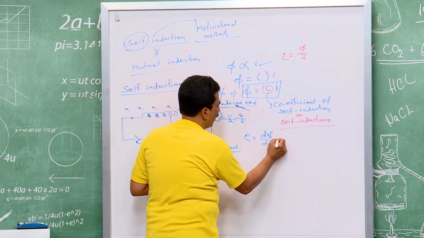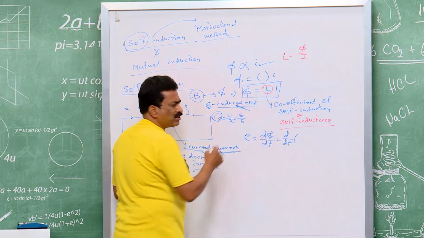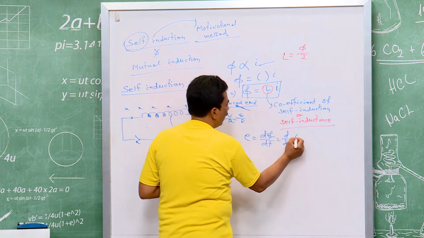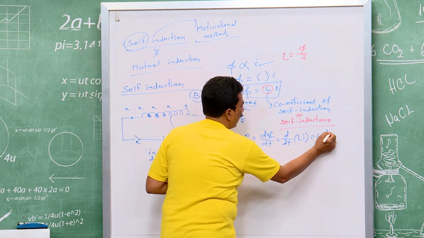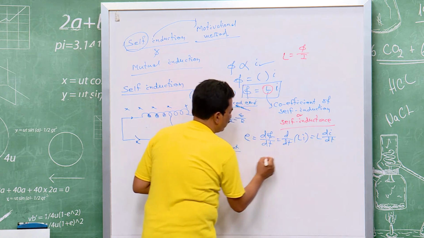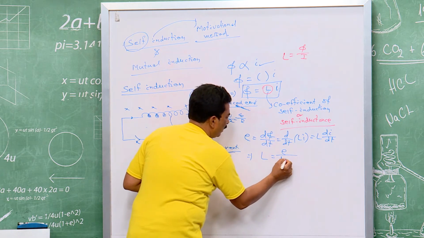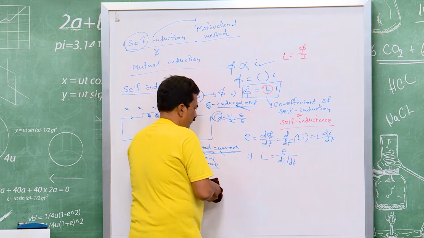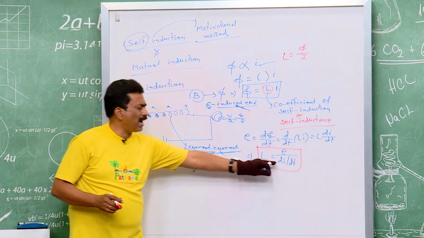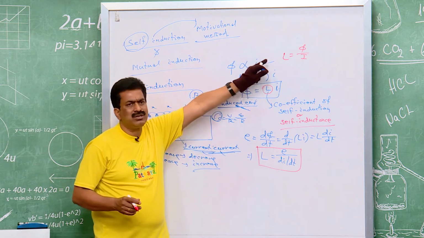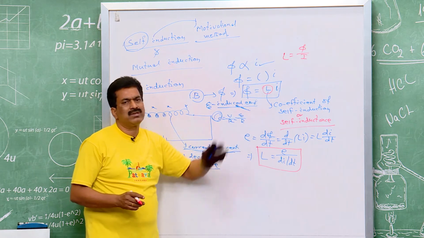So if it is d phi by dt, then what is phi? You see phi is equal to Li. So d by dt of Li, L is the constant and comes out, and that is equal to L di by dt. Means L is equal to E upon di by dt. So L is equal to E upon di by dt. Here L is equal to phi by I. These are the two different expressions of self induction.